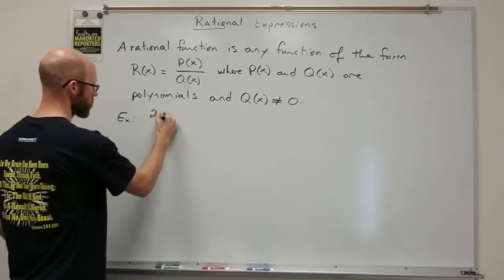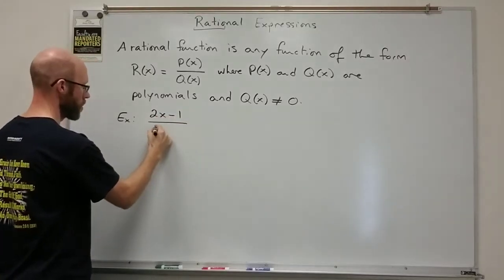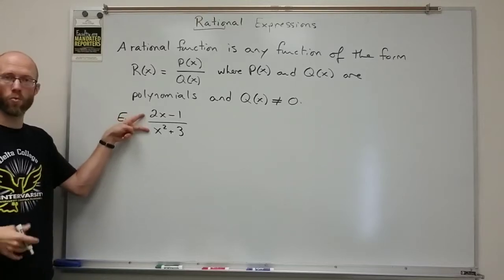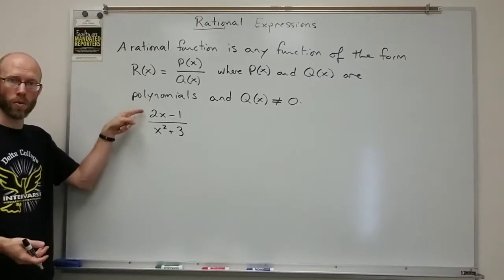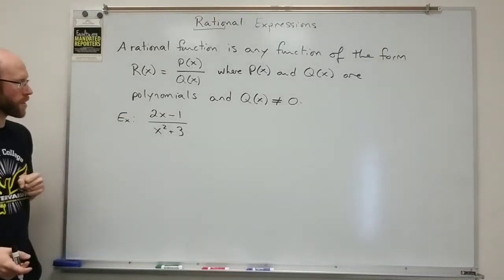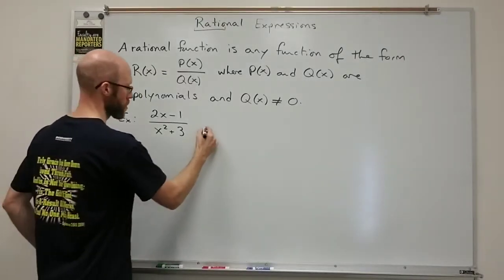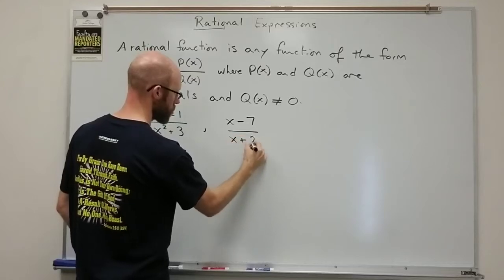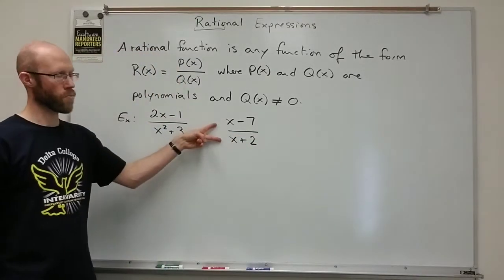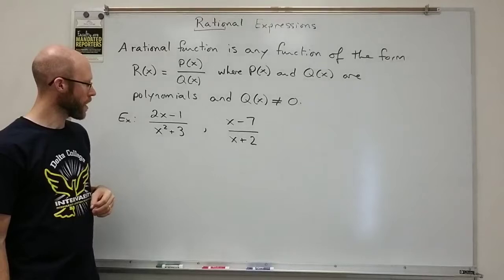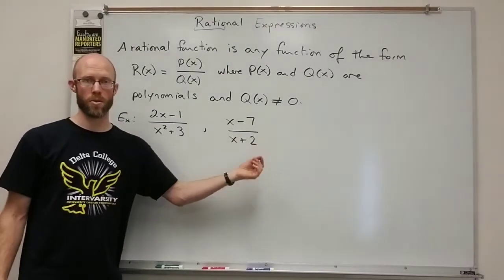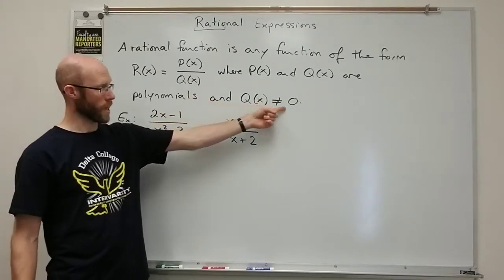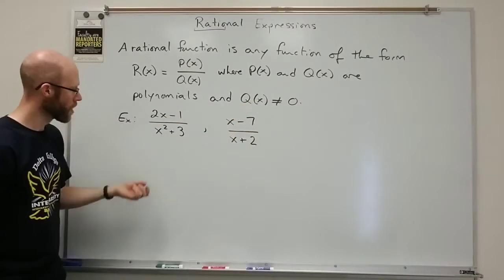Things like 2x minus 1 over x squared plus 3, right? That's a ratio of two polynomials, one on top, one on the bottom. Something like x minus 7 over x plus 2, right? That's a ratio of two polynomials. Of course, in any of these examples, the denominators cannot be 0, right? We have to have the case where the denominator is not 0.